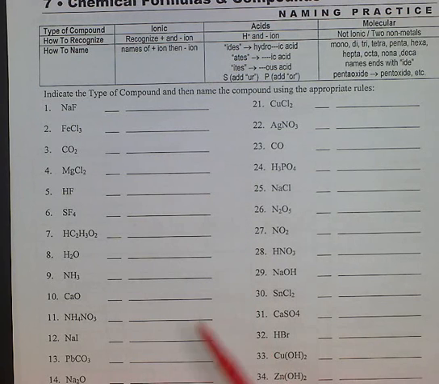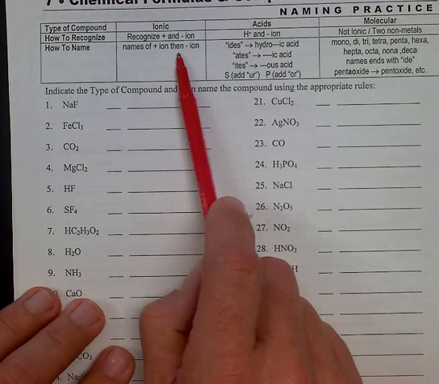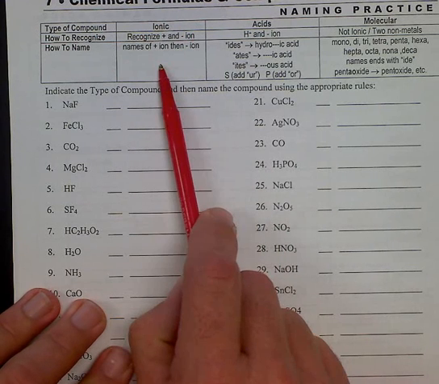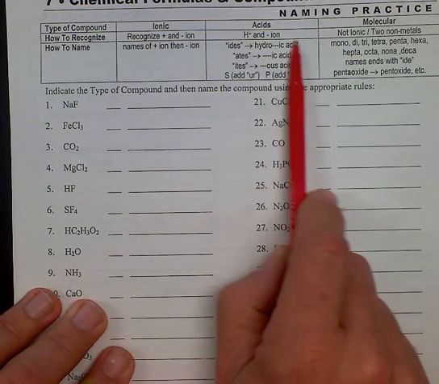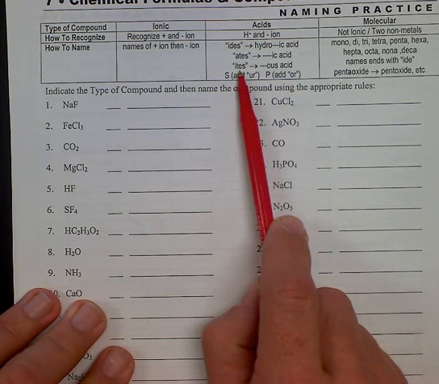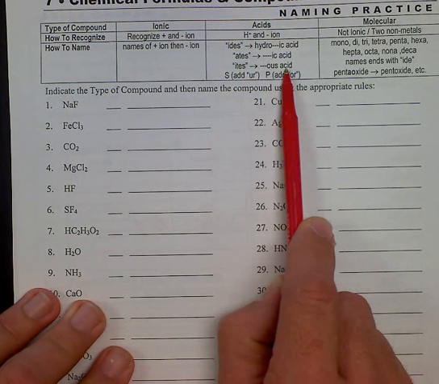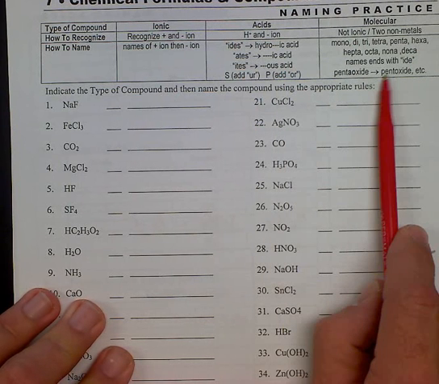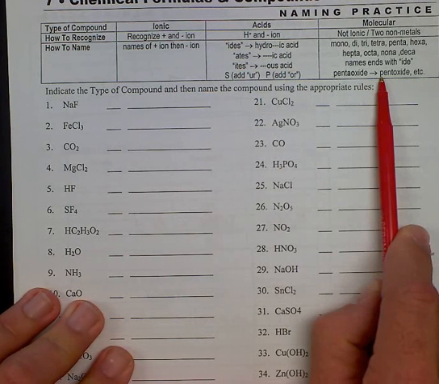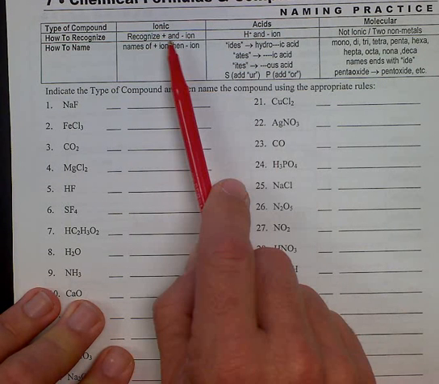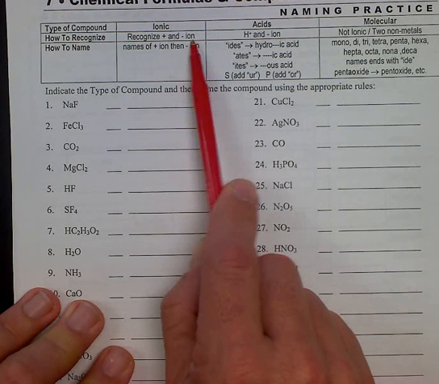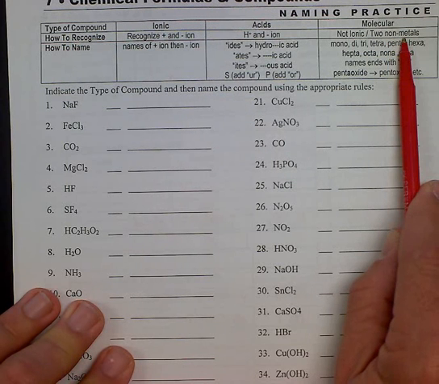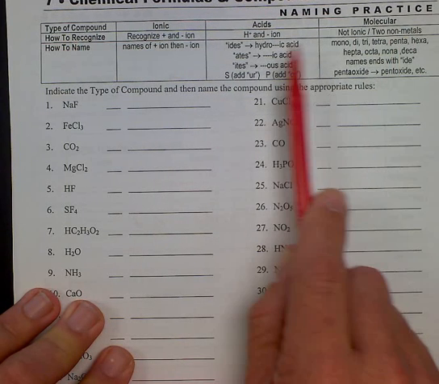And notice up here at top I have how you recognize and how you name ionic compounds, how you recognize and name acids, and I do have the ITE ending, the OUS ending for the acid here, and then also for the molecular compound. So remember the ionic compounds, a positive and a negative ion, a cation and an anion. The molecular is 2 nonmetals, and the acids are a hydrogen with an anion.